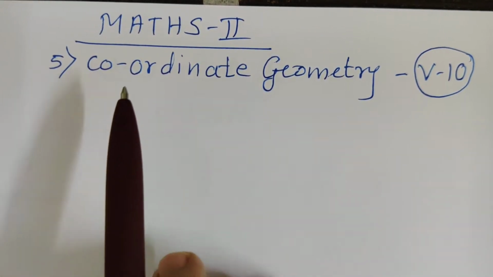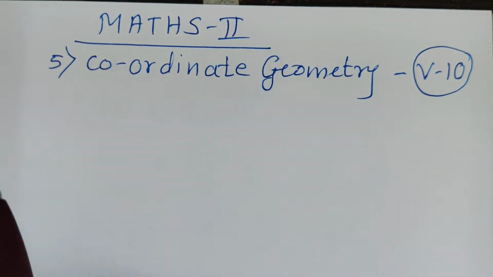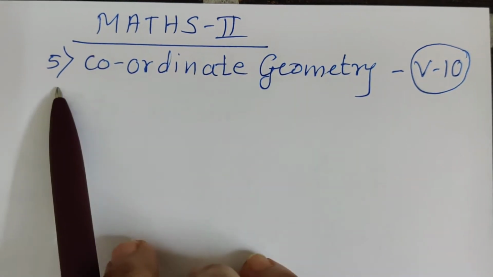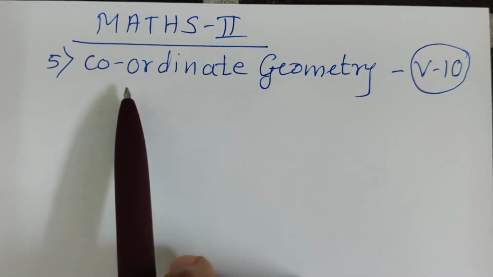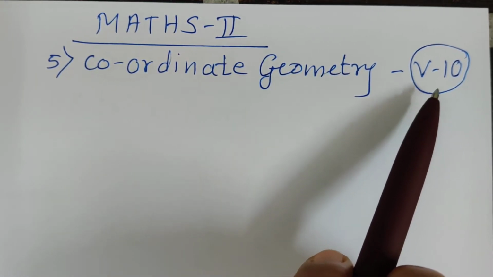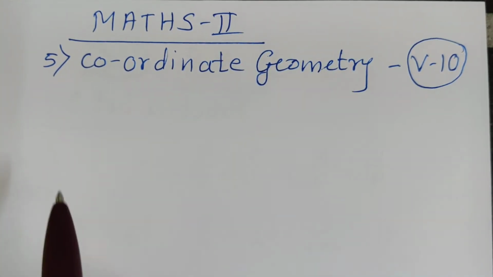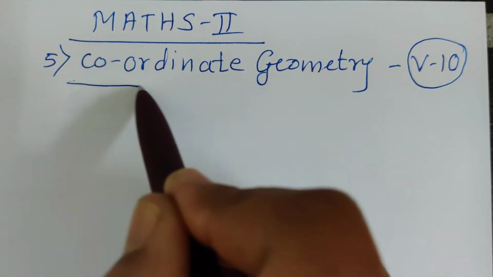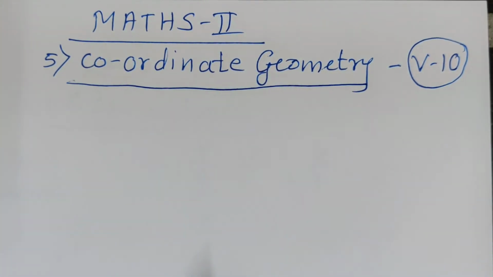Hello students, this is a video of Maths 2. Lesson number 5 is going on, that is coordinate geometry, and it is video number 10 of the lesson. We started this lesson and we finished the first point of the lesson, that is distance formula.